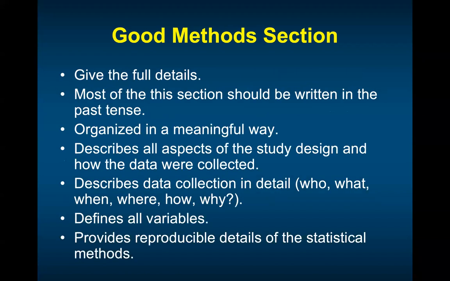So a good method section gives full details and should be organized in a meaningful way. And we'll talk about this in a minute. It should describe all aspects of the study design, how the data were collected. Describe data collection details: who, what, when, where, how, why. Who collected the data, what data was collected, when was it collected, where was it collected, how, and why. Justify why variables were selected. Define all your variables and provide reproducible details of the statistical methods.